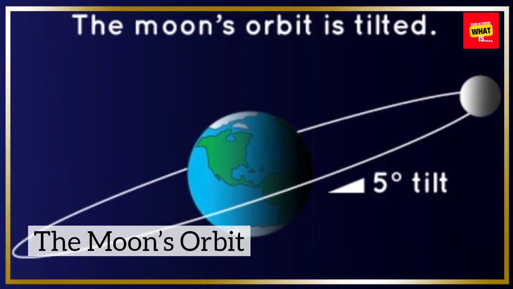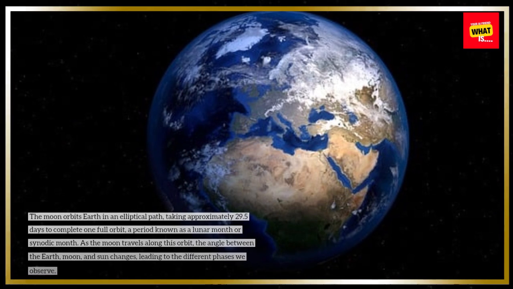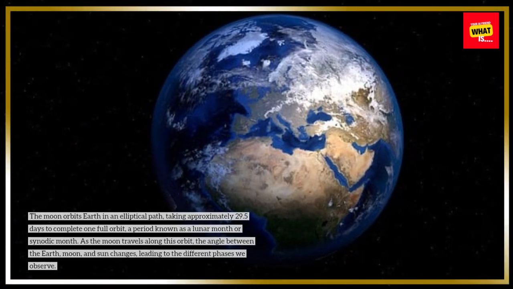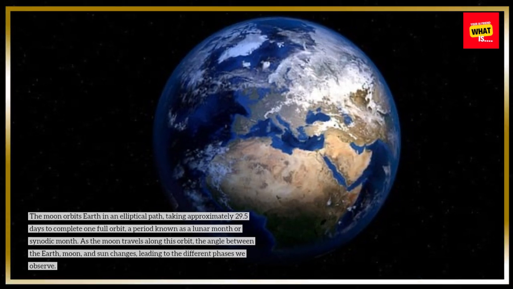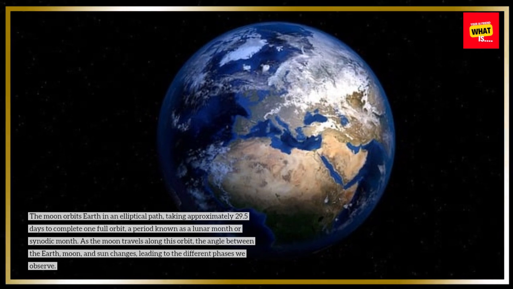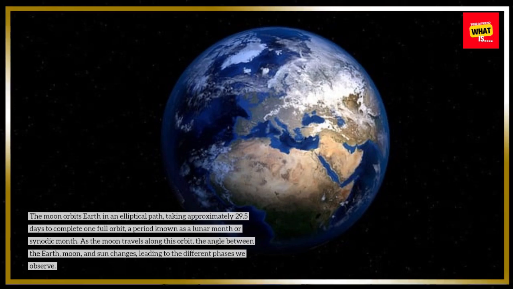The moon's orbit. The moon orbits Earth in an elliptical path, taking approximately 29.5 days to complete one full orbit, a period known as a lunar month or synodic month. As the moon travels along this orbit, the angle between the Earth, moon, and sun changes, leading to the different phases we observe.